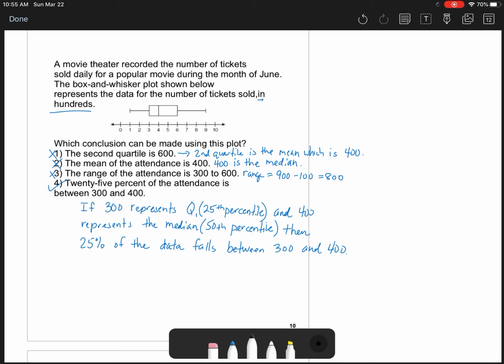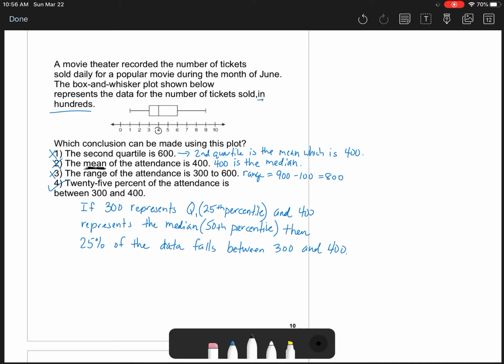So the first choice says that the second quartile is 600. Now remember that the second quartile is the median. In this case, the median is 400. So that's not correct. Second choice, the mean of the attendance is 400. If you were just reading through this really quickly, you might have missed that this is saying mean. But what is 400?